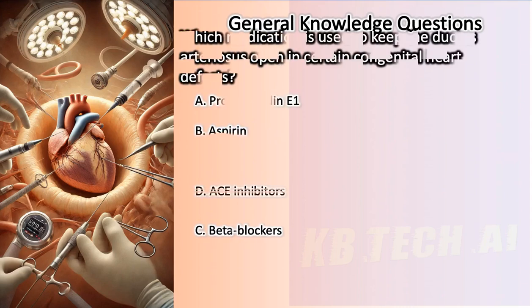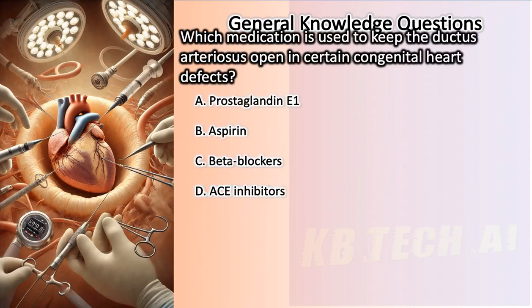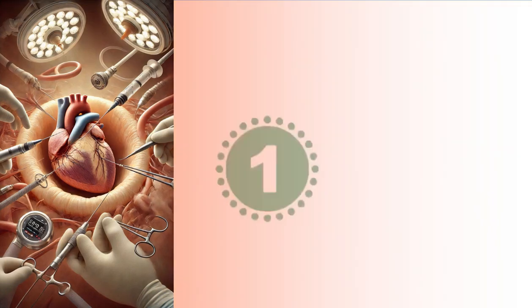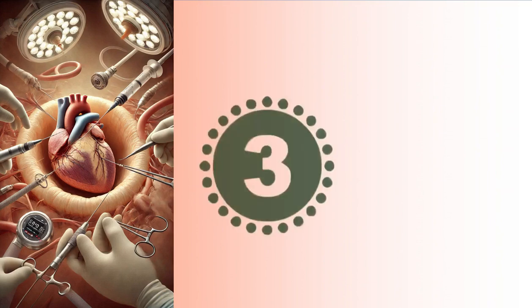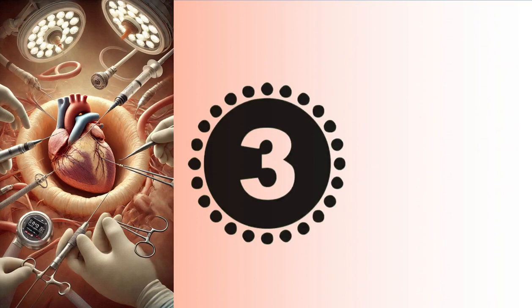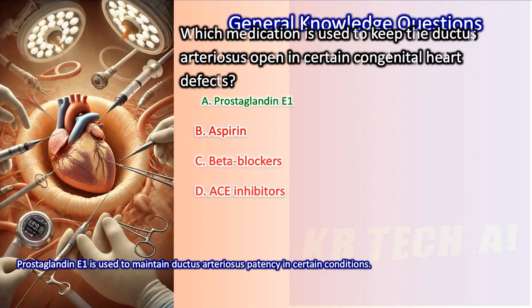Which medication is used to keep the ductus arteriosus open in certain congenital heart defects? Option 1, prostaglandin E1. Option 2, aspirin. Option 3, beta blockers. Option 4, ACE inhibitors. The answer is option 1, prostaglandin E1.